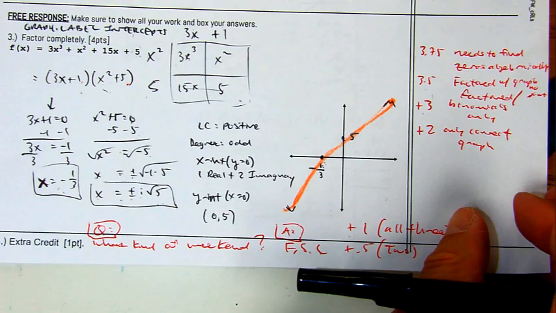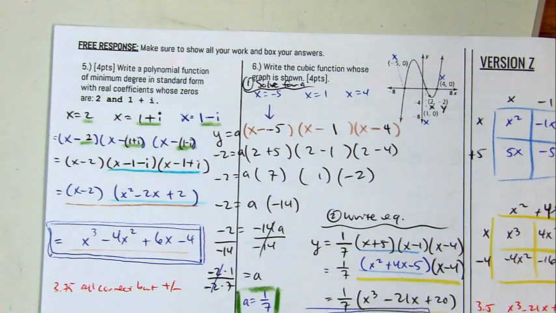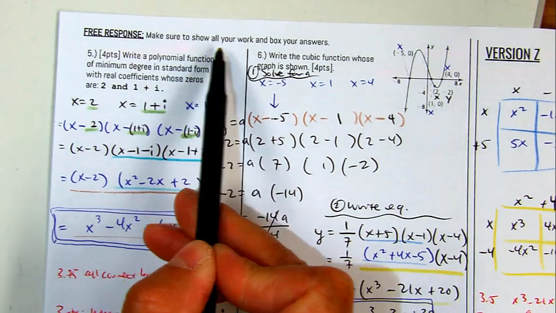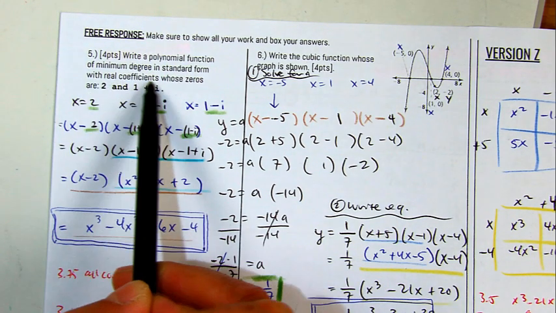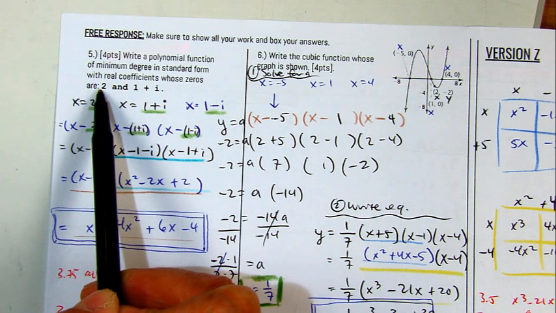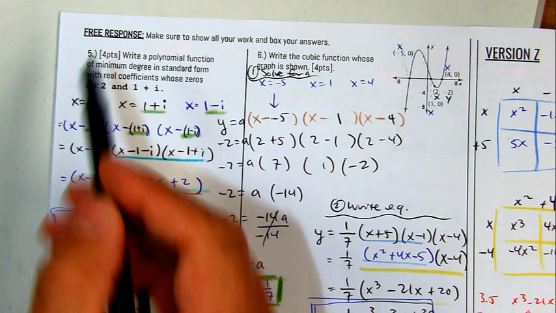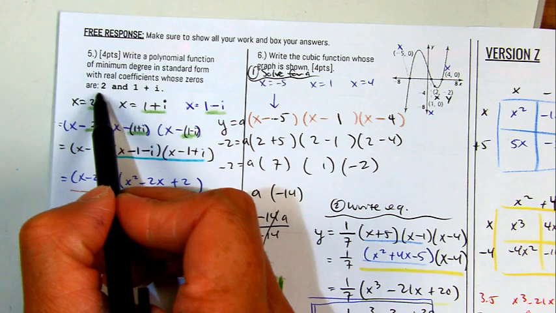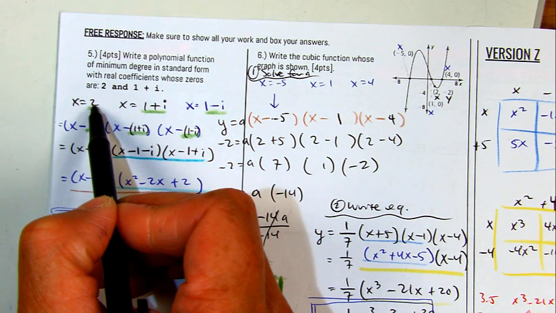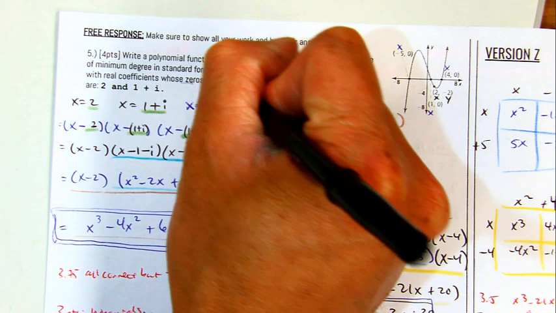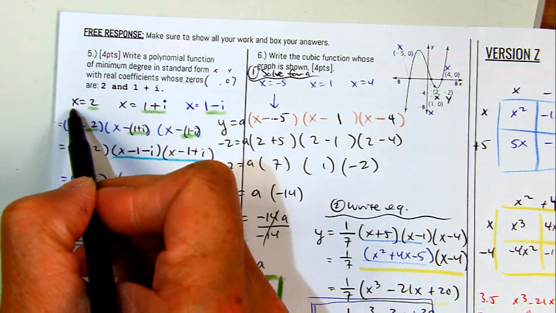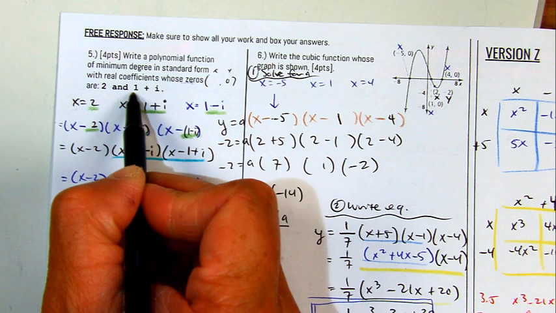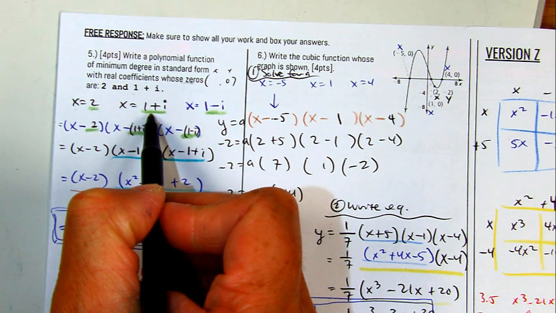Let's look at the back side. Make sure to show all of your work and box your answers. Write a polynomial function of minimum degree in standard form with real coefficients whose zeros are 2 and 1 plus i. So what you need to do is, if it's a zero, that means x is equal to that. The reason why they call them zeros is that you have a y coordinate that is 0. So this is 2, and then you have 1 plus i there in green, and then its conjugate is 1 minus i.